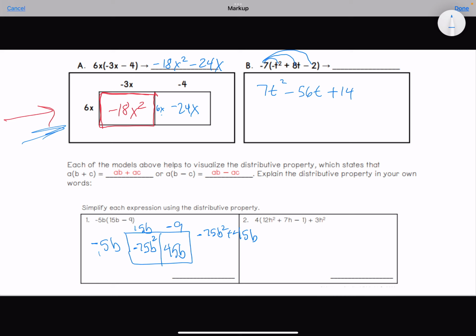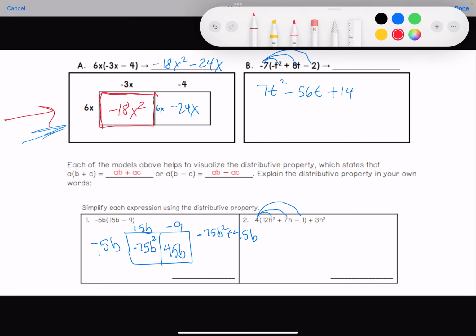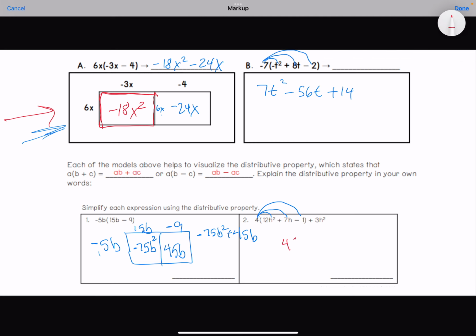So number 2, now we are not only distributing, but we're also combining like terms. So to distribute, that's the first thing I do. I'm going to multiply the outside numbers times the inside. So I've got 48h squared plus 28h minus 4, and then I have my plus 3h squared. So I need to add like terms. So we have 51h squared plus 28h minus 4.